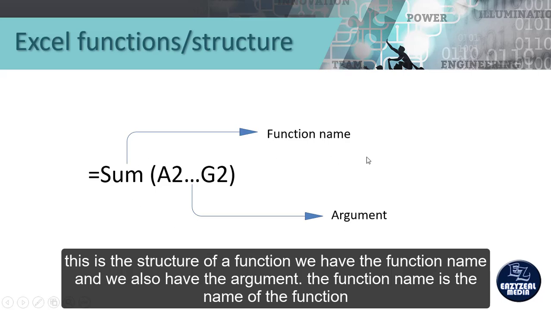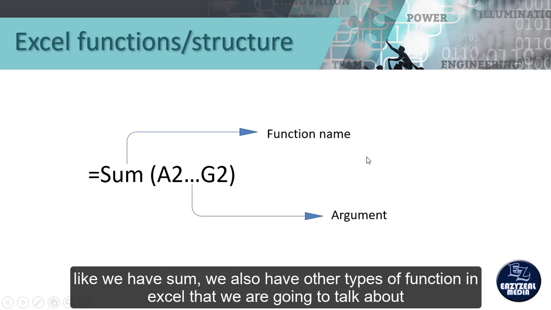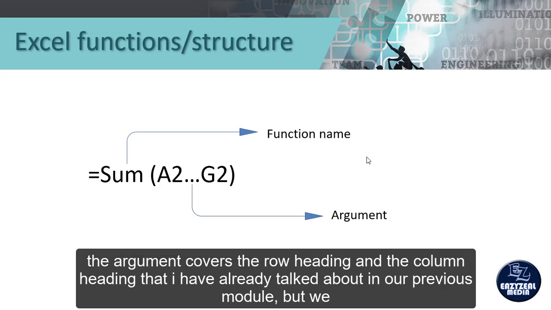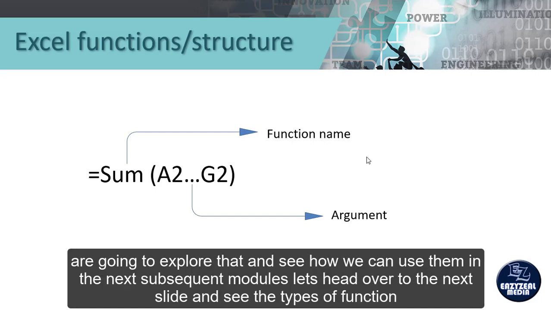The function name is the name of the function, like we have SUM. We also have other types of function in Excel that we are going to talk about in the next slide. We also have the argument, which is a part of the function. The argument covers the row heading and the column heading that I talked about in our previous module, but we are going to explore that and see how we can use them in the subsequent modules. Let's go over to the next slide and see the types of function.